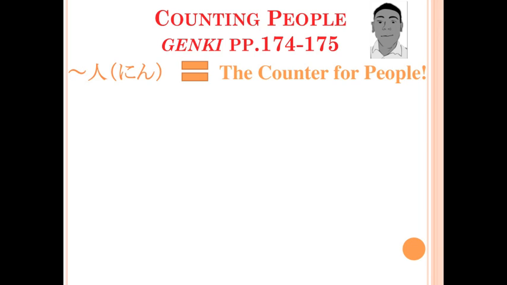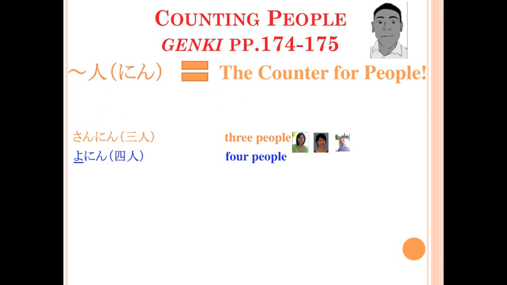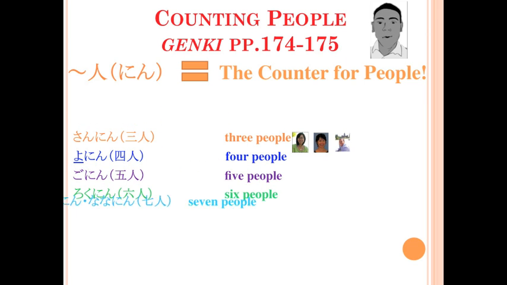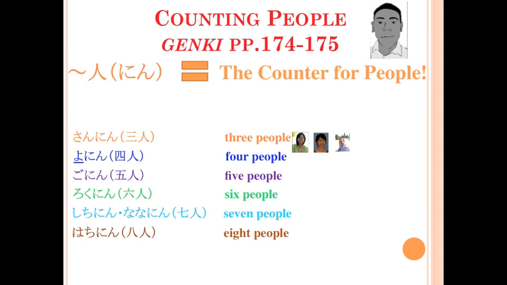Whenever we are counting 3 or more people, our number will be followed by nin, the counter for people. So, 3 people, for example, would be the number 3, san, plus the counter nin, or sannin. 4 is yo and nin for yonin. 5nin, 6nin, 7nin, or 7nin, 8nin, 9nin, 10nin.